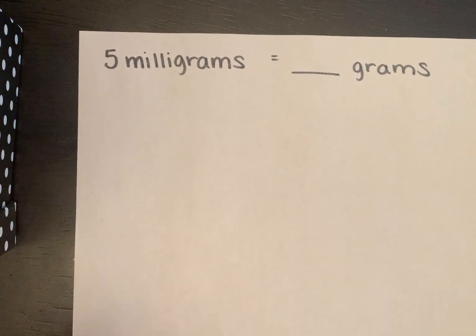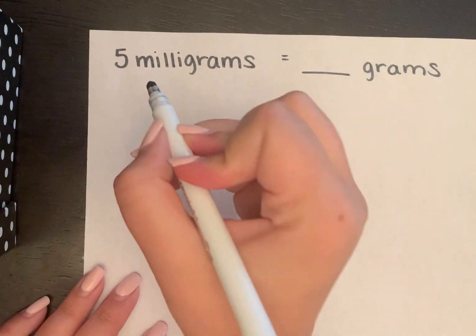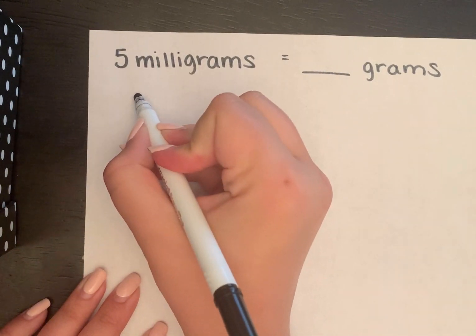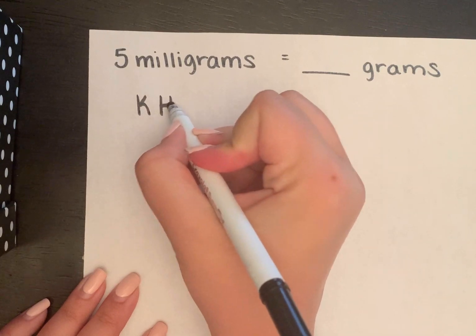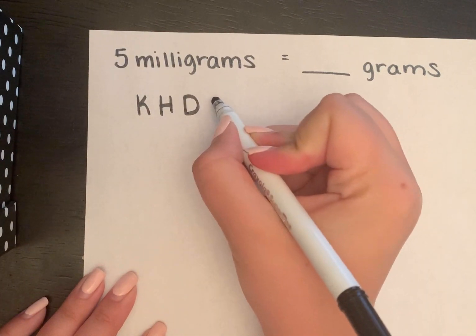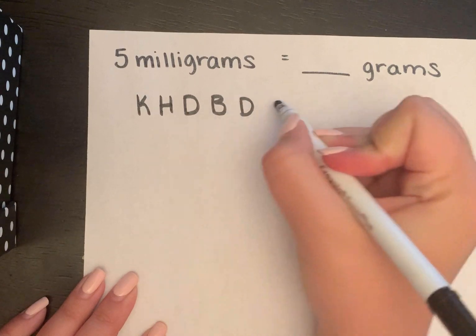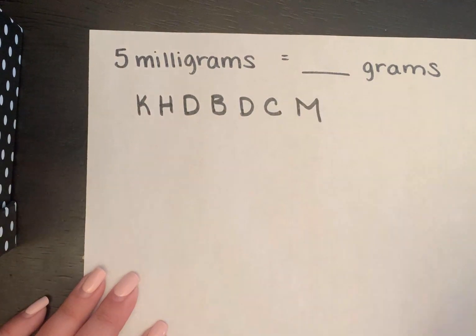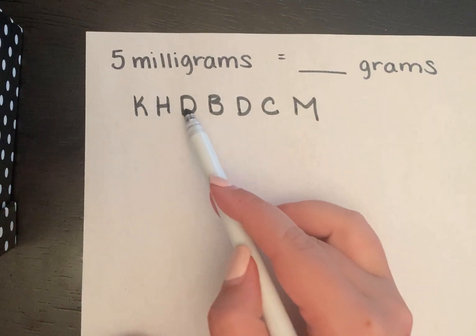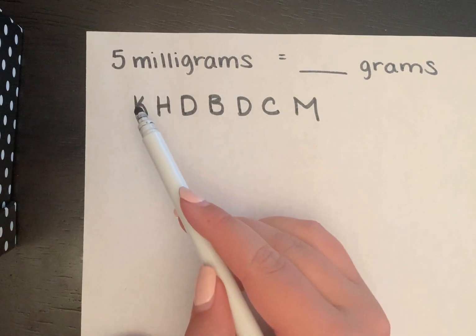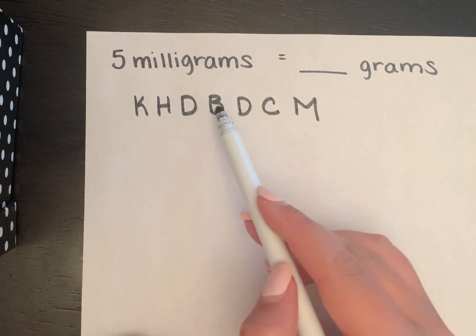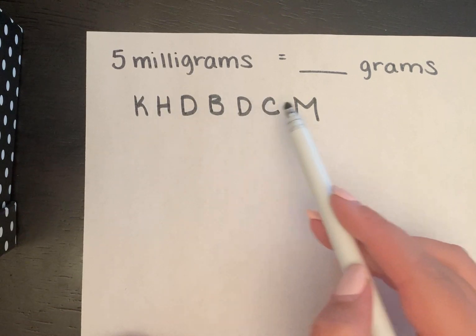I'm going to have this next to me as I'm working on this. The question I have right in front of me is: 5 milligrams equals how many grams? What I'm going to do is write out my little phrase, but just using those first letters. King Henry died by drinking chocolate milk. So kilo, hecto, deca, base unit, deci, centi, milli.